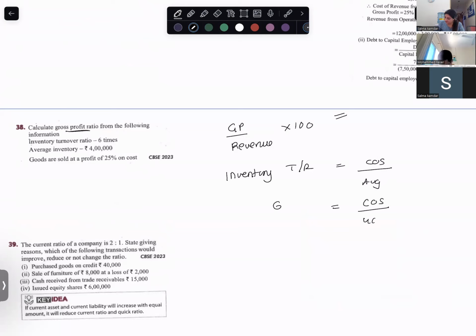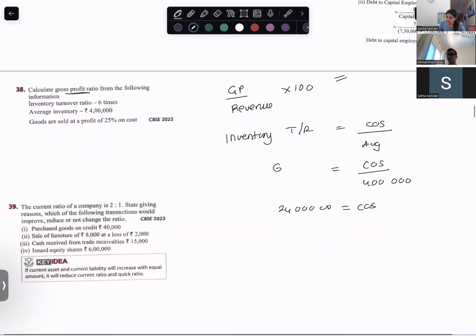I know my average inventory, which is 400,000. So cost of sales will become 400,000 into 6. It's how much? 24 lakh. Goods are sold at 25% profit. So I know that revenue minus cost of sales is going to give me gross profit. Cost of sales is 24 lakh.